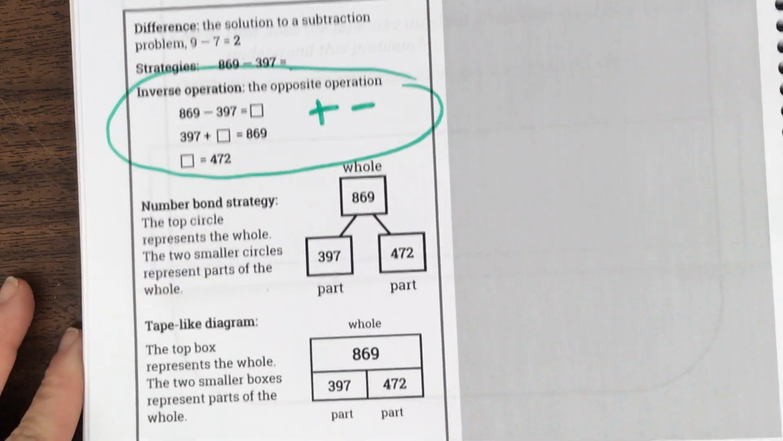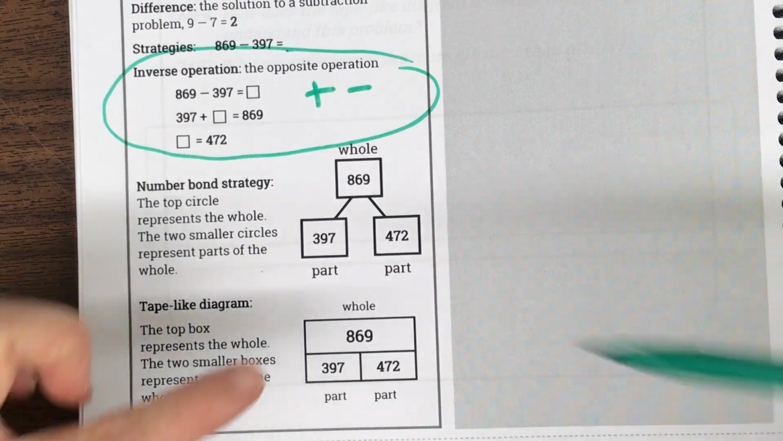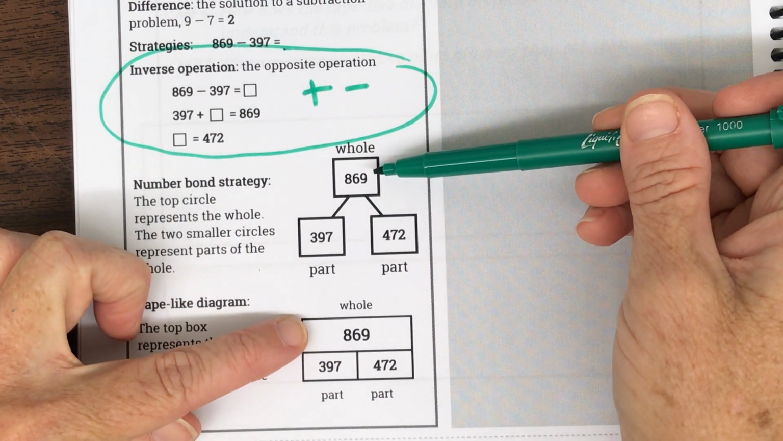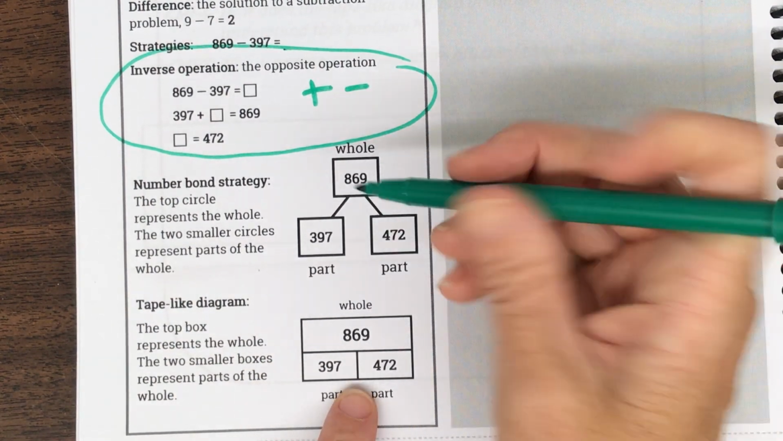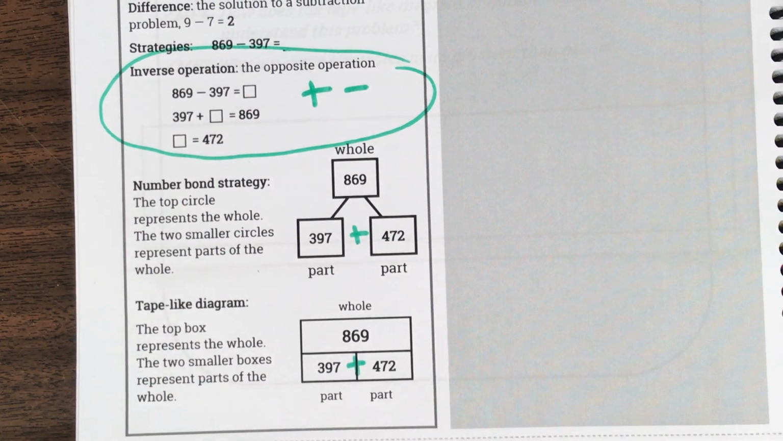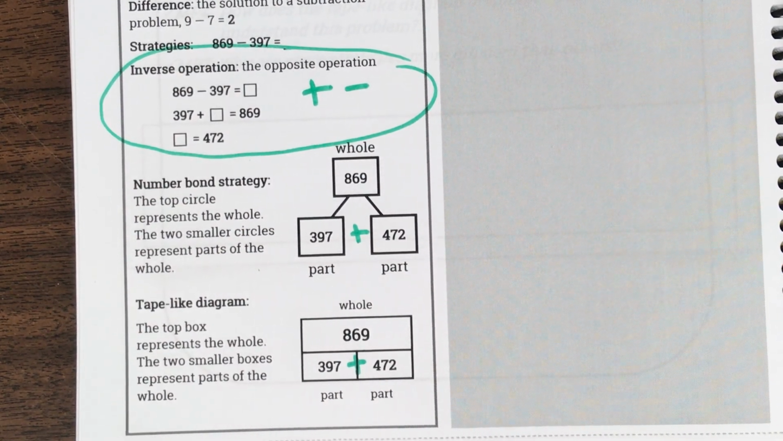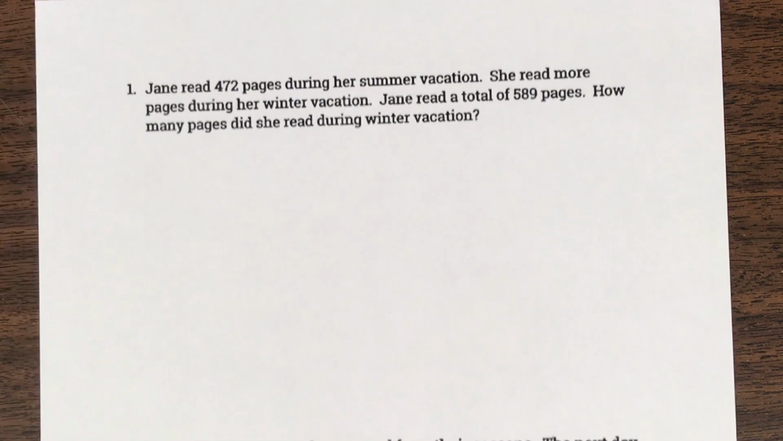And then we have the number bond strategy and the tape-like diagram, which are very similar. They both have the whole number on top and then the two parts. So the two parts, when you add them, equal your whole. And we're going to use those today as we're reading through our problems as well. Okay, so ladies and gentlemen, I'm going to get started on my first problem. If you want to set down your pencil and watch.